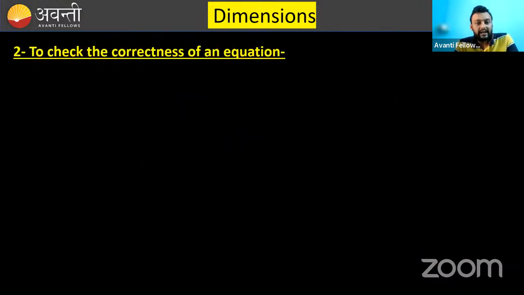Now the second use is to check the correctness of an equation. This is again a very important topic. A lot of questions were asked from it. So don't take it lightly. To check the correctness of an equation, for example, I will take a very simple example. Let's take an equation. Everybody knows the equation: S is equal to ut plus half a t square.